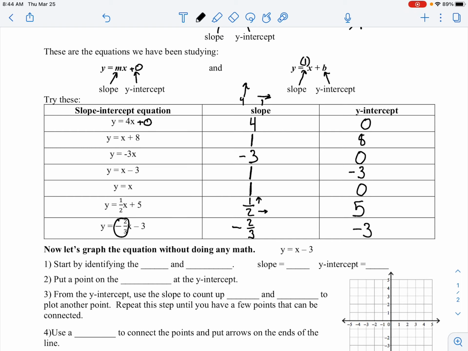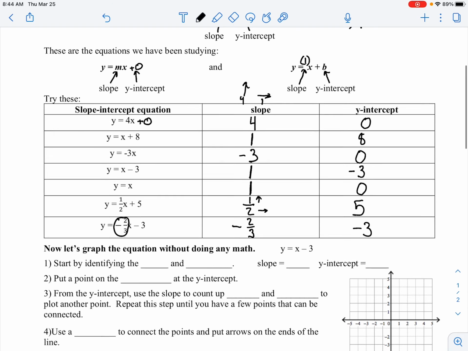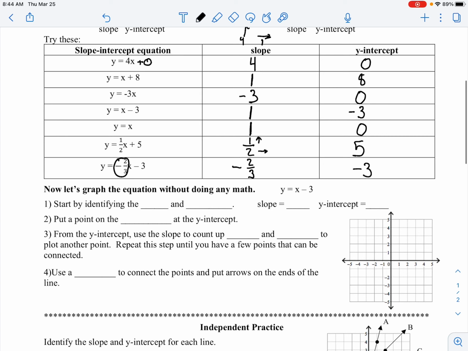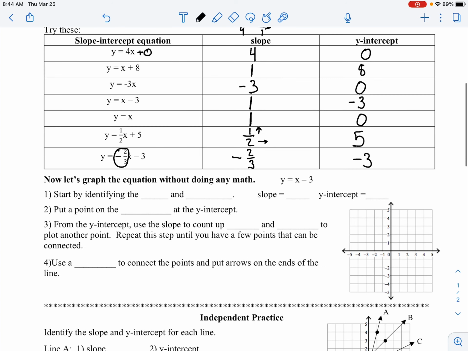So really easy to look at a linear equation and see the slope and the y-intercept. And that kind of helps us visualize the line here. All right, so now we want to try to graph an equation without doing any math. So first we want to start by identifying the slope and the y-intercept. So in our equation here, our slope is 1 and our y-intercept is negative 3. So we've identified those from our equation.